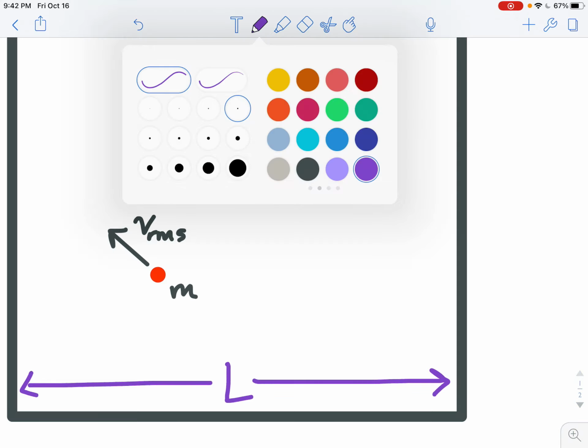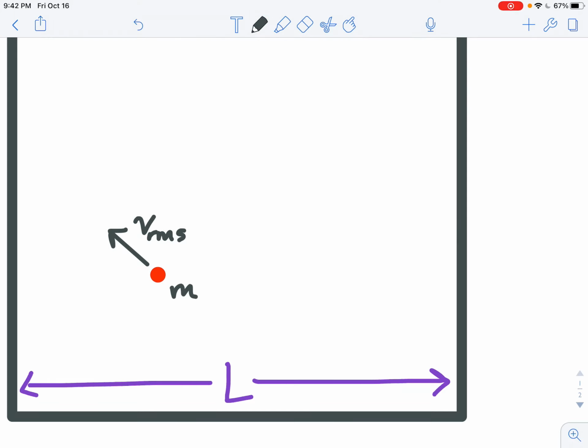And there is a particle of mass M moving with some speed, and that speed is given by the RMS speed, the root mean squared speed, or root mean squared velocity. And let's just pick a random direction because they're all moving in random directions. So this is an average particle.